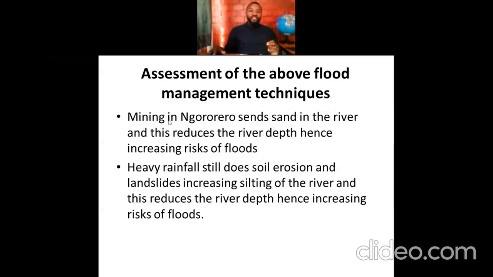So, in assessment of these infrastructures or solutions, some challenges are still in place. In Ngororero district, sand is still sent into the river by the mining sites. Still, we have heavy precipitation that causes soil erosion and increases silting in the river. That can be from soil erosion or even landslides.